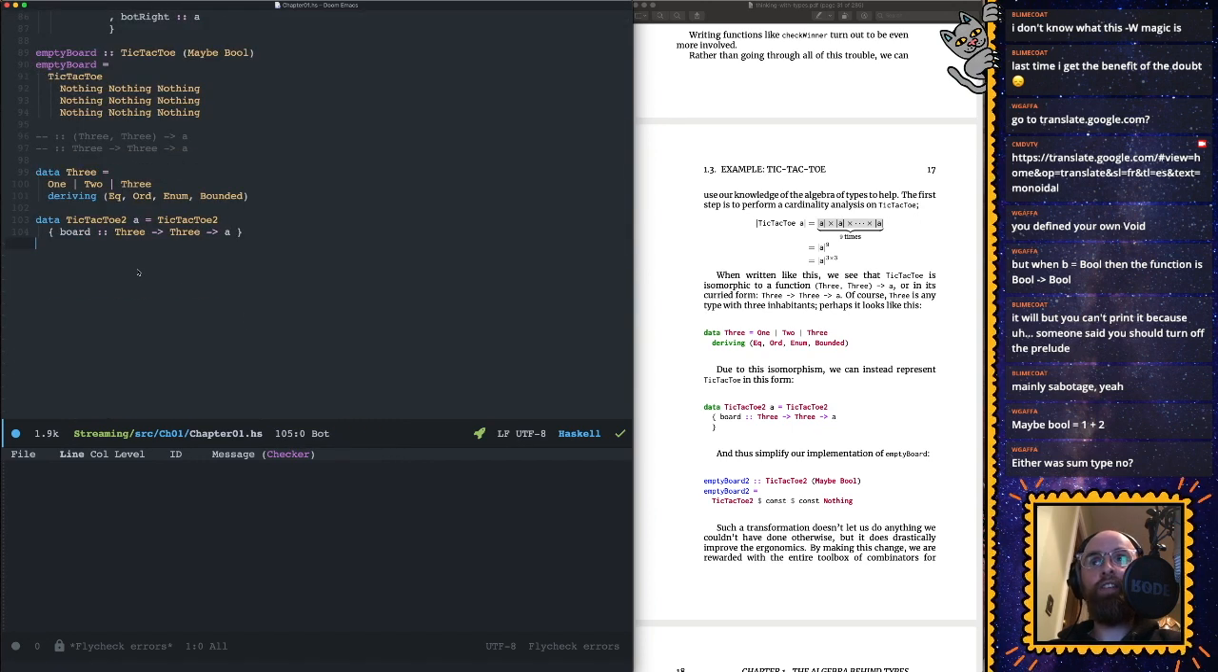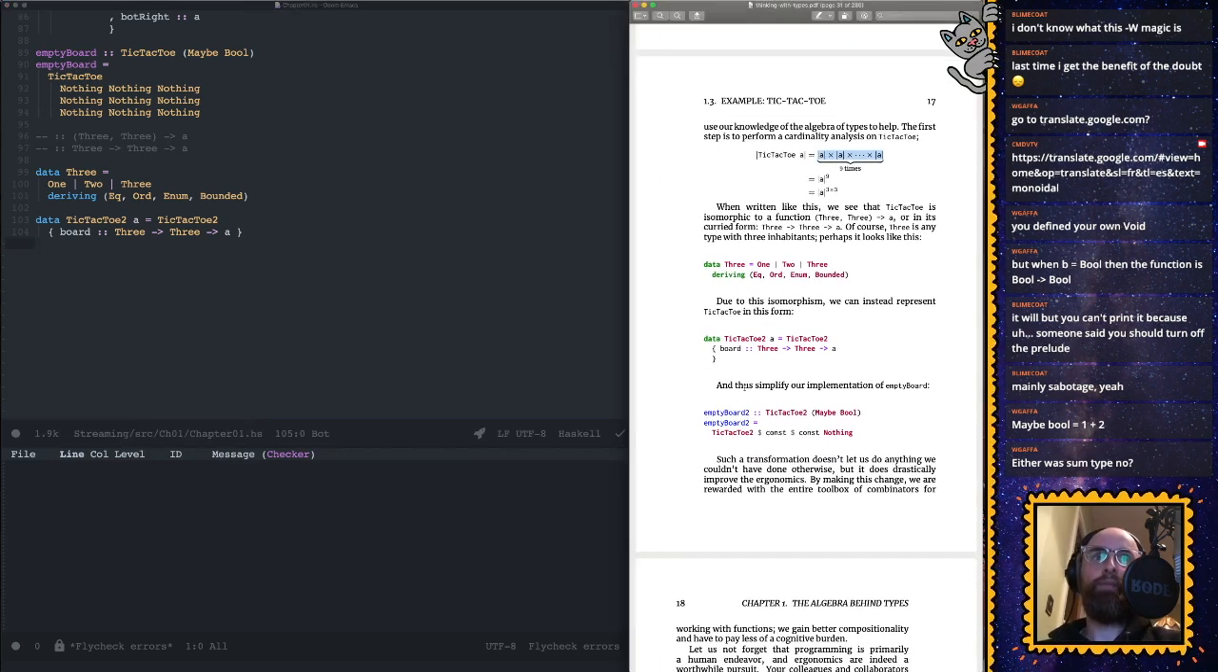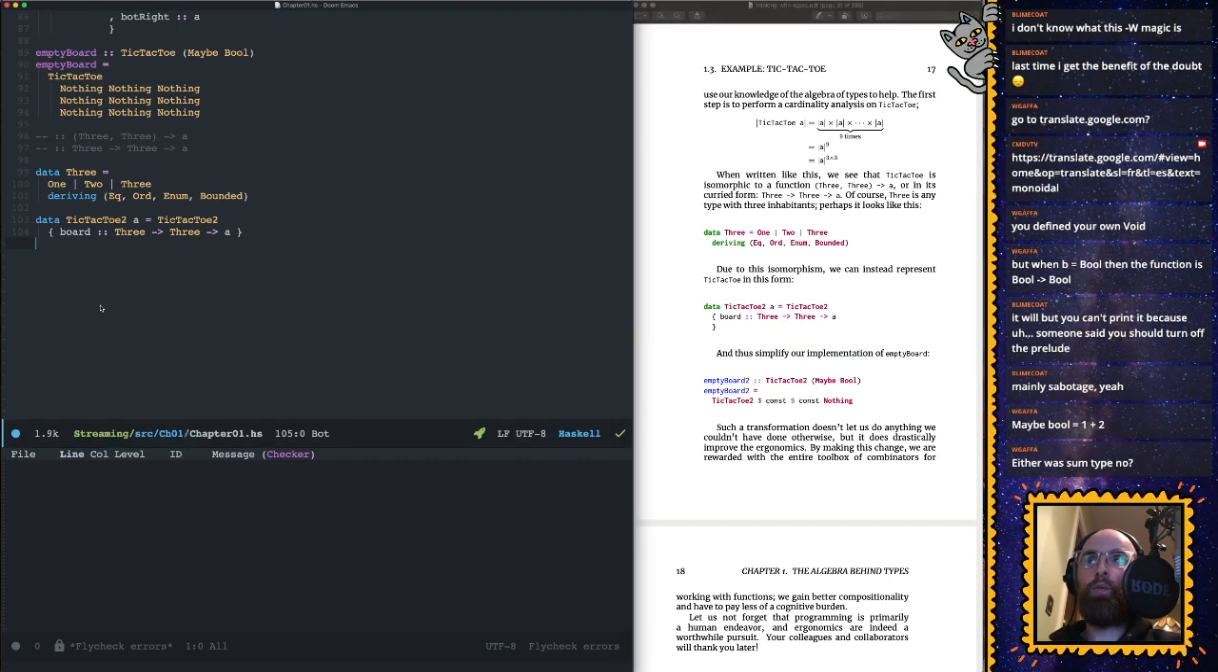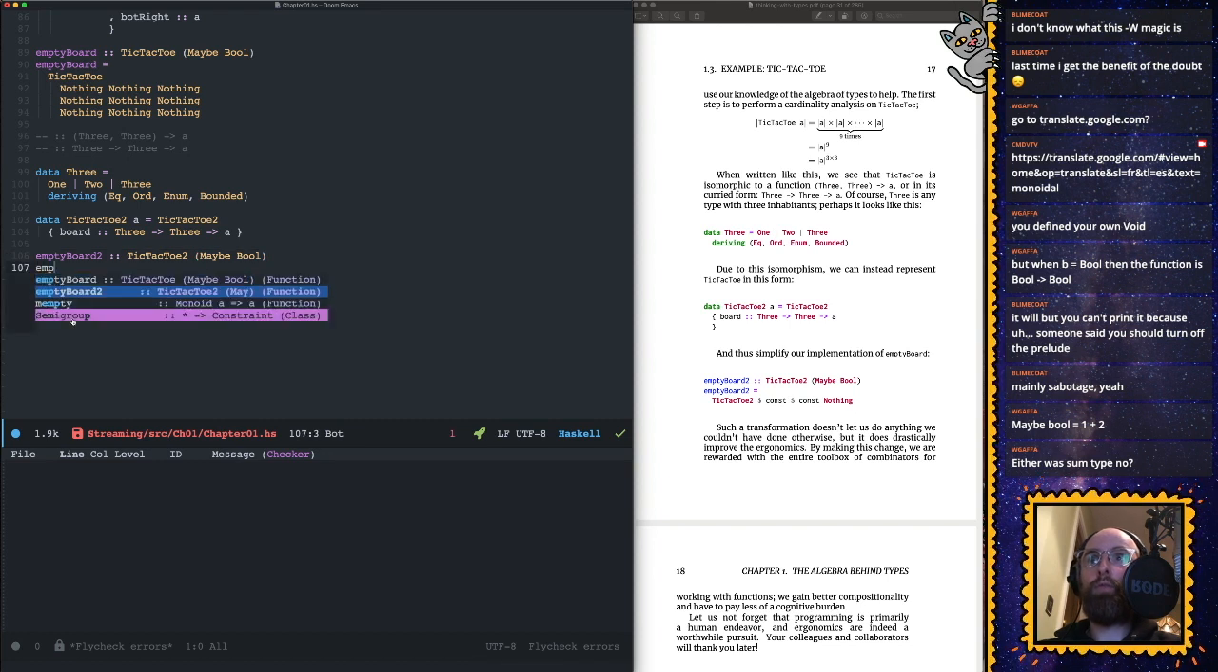Which, on the face of it, you think, what the hell are you on about? But when you break it down and go through it, then magic starts to happen. And thus simplifying our implementation of empty board. Oh, this is clever. So we know now we can do empty board 2, and that has a tic-tac-toe 2, and we'll do the maybe ball, not a book, a ball, and we'll do empty board 2.